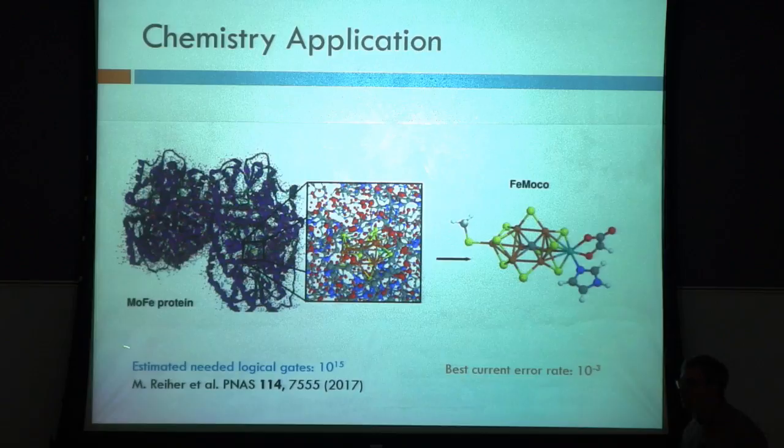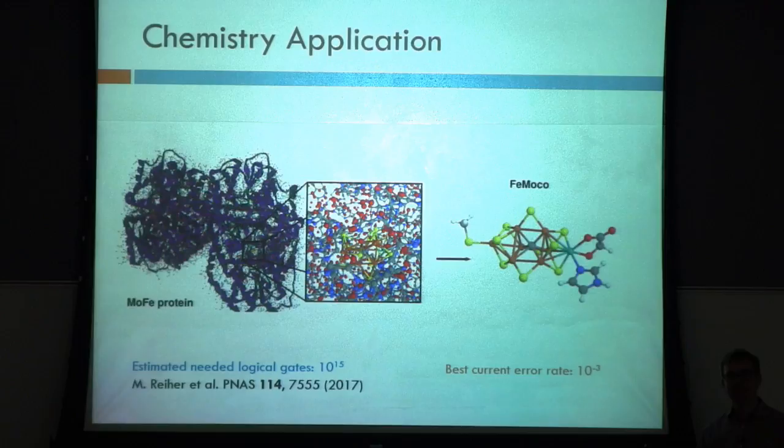So the group at Microsoft, the quantum architecture group at Microsoft, in collaboration with ETH, tried to see how many gates it would take on a quantum computer to actually just simulate this piece here. And they calculate this number of 10^15 gates, roughly, which is a lot of gates, but when you think about how many gates are in your classical computation, it's not crazy.